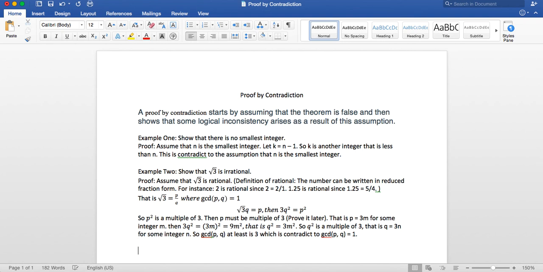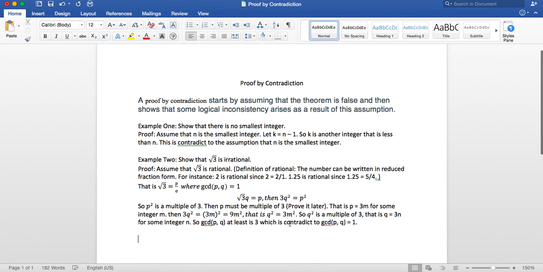Okay, so the only thing left over is we need to prove that if p squared is a multiple of 3, then now let's prove that if p squared is a multiple of 3, then p must be a multiple of 3.